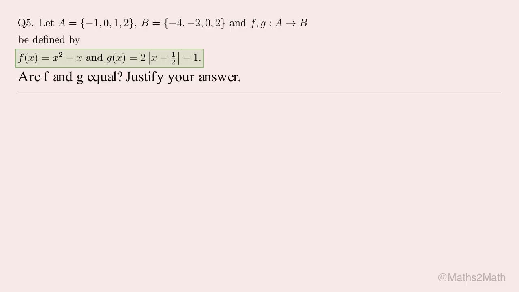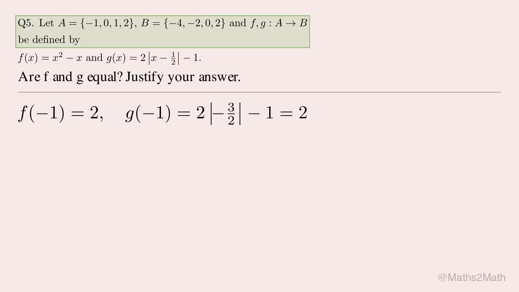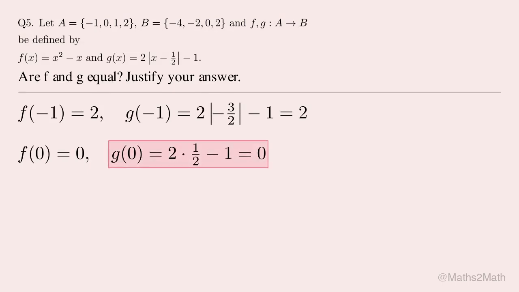Question 5. 2 very different-looking formulas, a quadratic and a modulus expression. On the 4-element domain, are f and g actually the same function? At -1, f gives 1 plus 1, which is 2. G gives 2 times modulus of -3 halves, -1, that is 3 minus 1, also 2. They agree. At 0, f gives 0. G gives 2 times 1 half minus 1, which is 0.